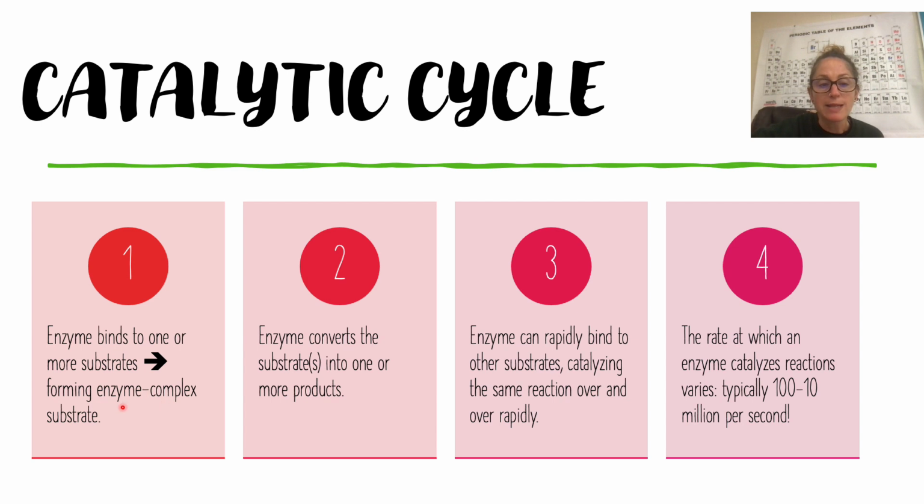This forms an enzyme substrate complex. The enzyme then converts the substrate, or the substrates, into one or more products. The enzyme can rapidly bind to other substrates, catalyzing the same reaction over and over. And the rate at which an enzyme catalyzes the reaction varies, so it depends on the enzyme and the environment in which the enzyme is in.